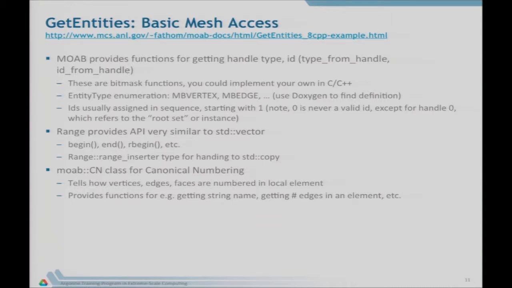Those ordering questions vary from code to code. So the canonical numbering class has both the definitions of the canonical numbering that's used by MOAB and functions for querying it. So you can say, here's face number 5 of a hexahedron, which vertices define this face. I've seen 6 different codes implement 7 different versions of functionality like this. So that's something I want to plug, just in case you haven't implemented your own version of it yet.